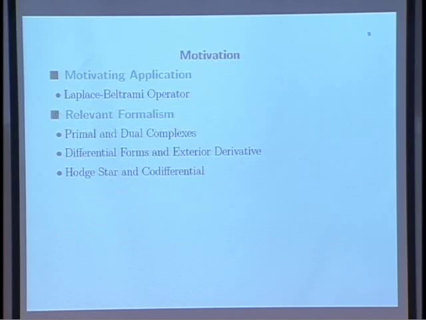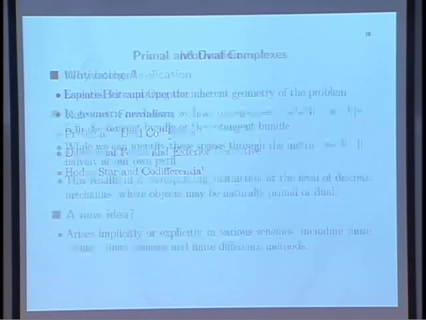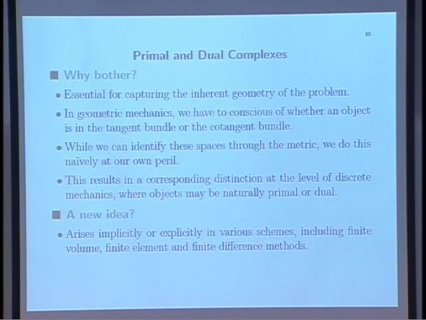So the thing which we're going to look at, and the thing which is actually relevant in the context of electromagnetism, is the Laplace-Beltrami operator and its corresponding higher dimensional generalization, the Laplace-de Rham operator. And the things which show up in constructing this are things like primal-dual complexes, differential forms, and exterior derivatives, and Hodge star and codifferential. Okay, so let's talk a bit about primal-dual complexes.